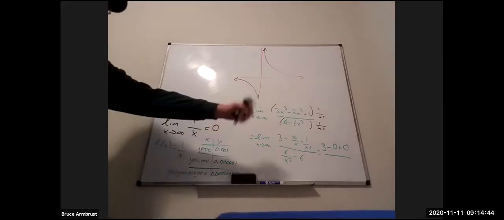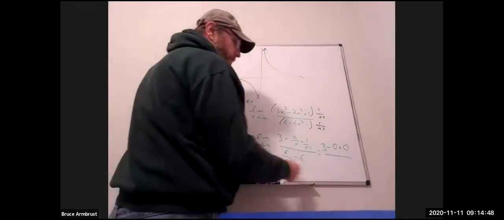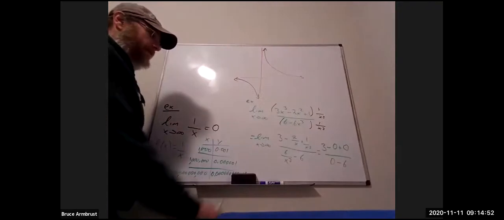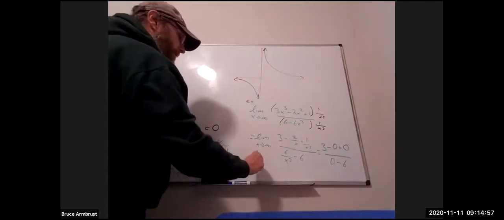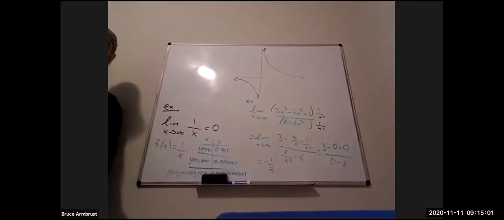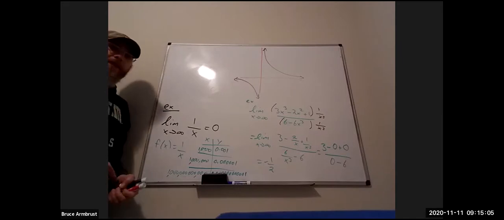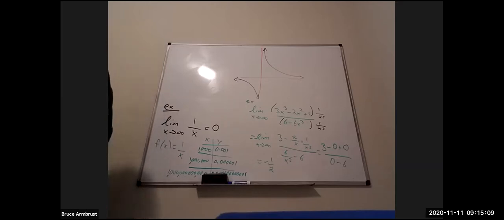All right, so on top, we're going to get 3 minus 0 plus 0. If you go to the bottom, same story. 6 over x cubed, that's going to go to 0. And the 6 is going to stay a 6. So we get 3 over minus 6, which is negative 1/2. So what we know is that as we go towards positive infinity, we get minus 1/2.